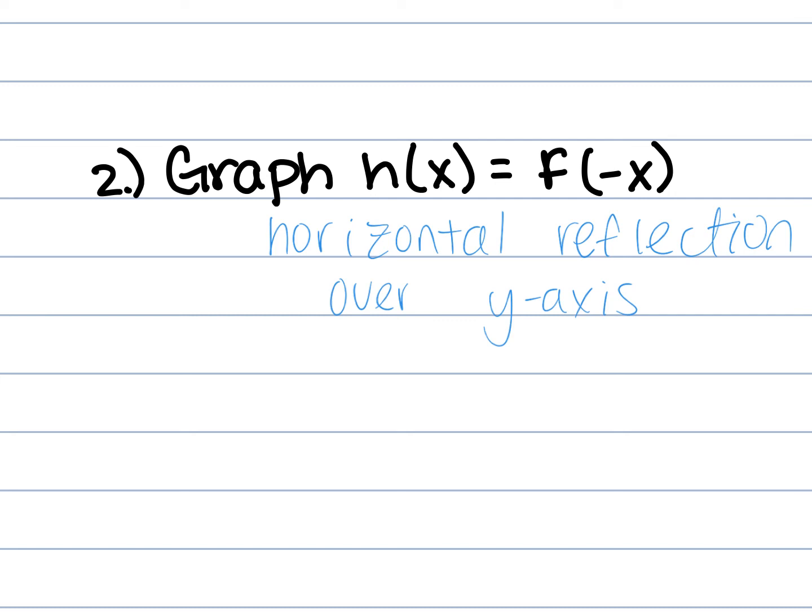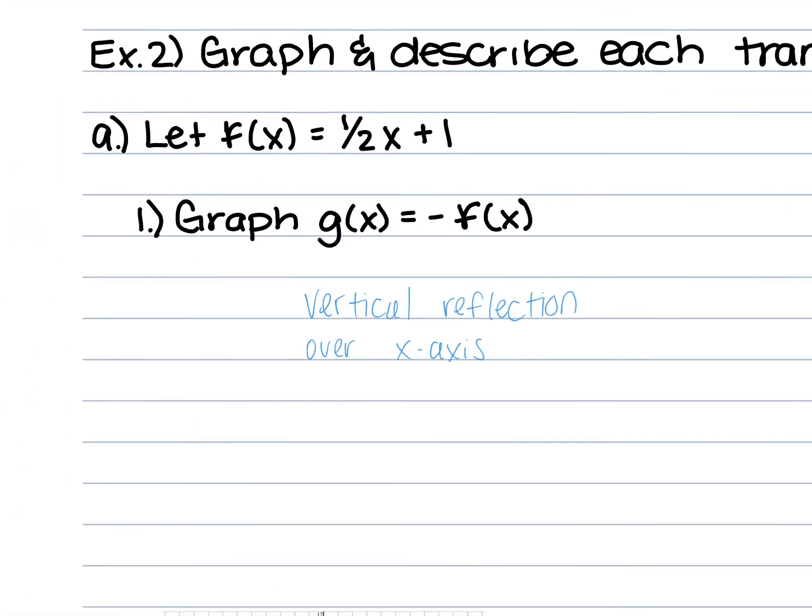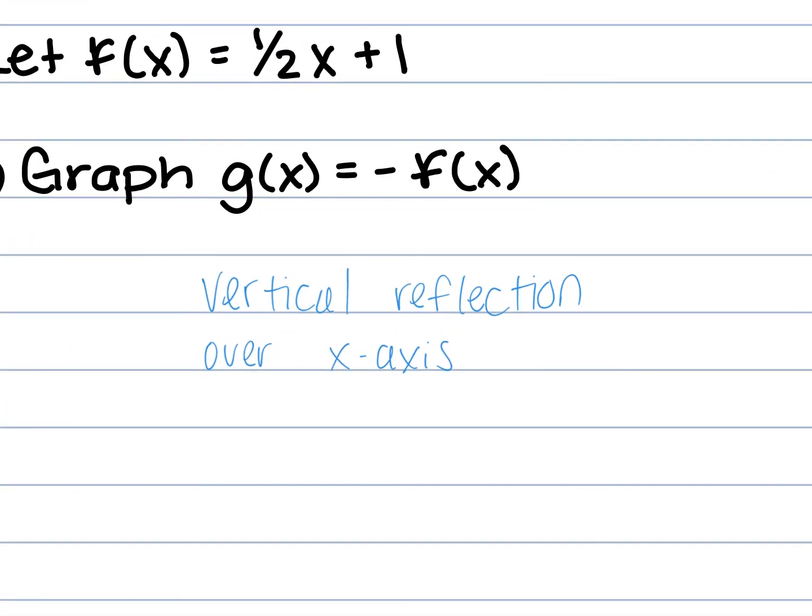Correct. Wait, so if we were to vertically reflect something, it's always going to be on the x-axis. Correct. And if you horizontally reflect something, it will always be over the y-axis. Okay? Yes? Number 1 was a vertical reflection, okay? Because the negative was outside. Gabriel? How do you know what axis it's over?